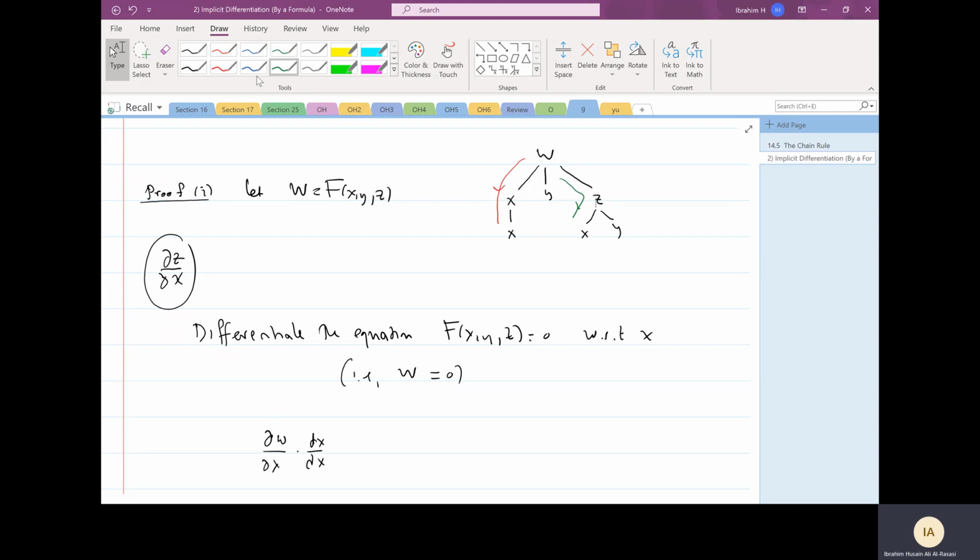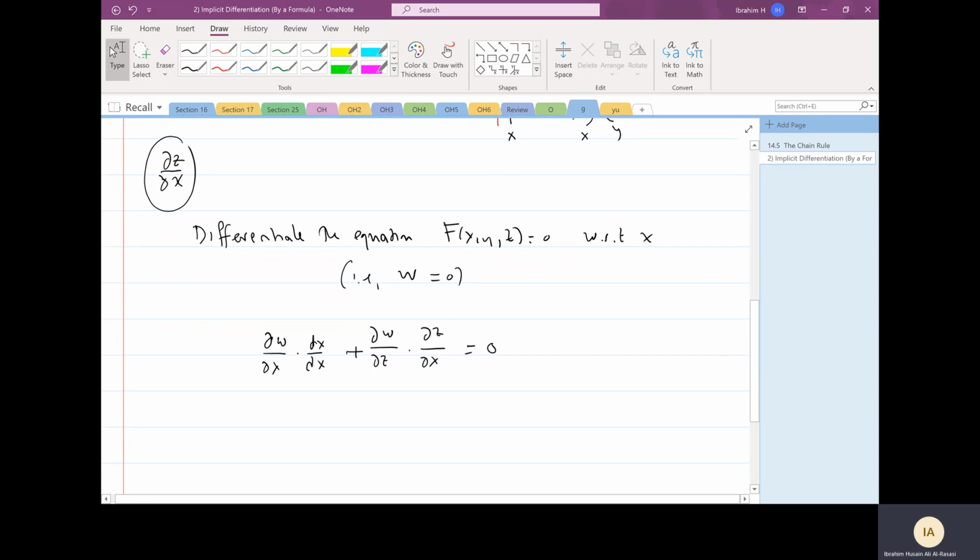When you apply the chain rule of Math 101, you get plus partial w partial z times partial z partial x, equals. The derivative of 0 is 0, so I write 0 here. Now what is dx with respect to x? What is the derivative of x with respect to x? It is 1. As if you are just differentiating x with respect to x, it will be 1.